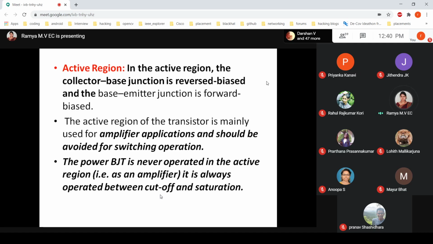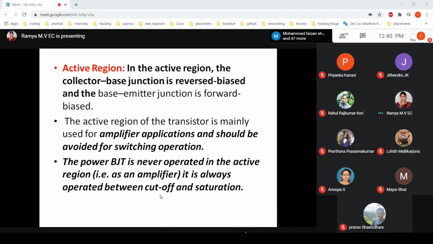Next, active region. In the active region, the collector base junction is reverse biased and the base emitter junction is forward biased. So I have just now told that in the active region one junction will be forward biased, one will be reverse biased. The active region of the transistor is mainly used for amplifier applications and should be avoided for switching operations. Definitely, so we will not be using the active region.